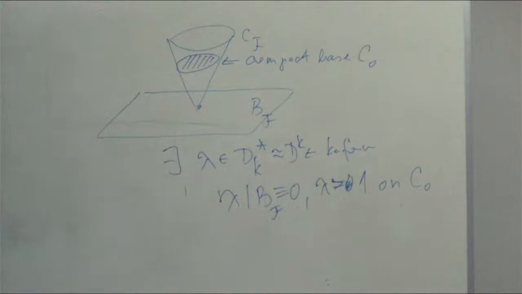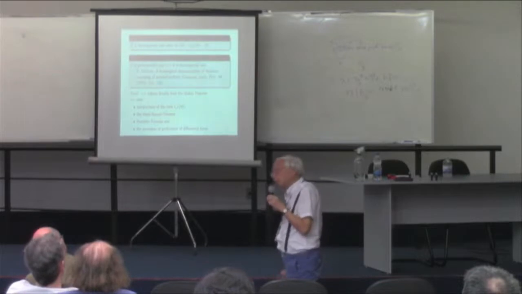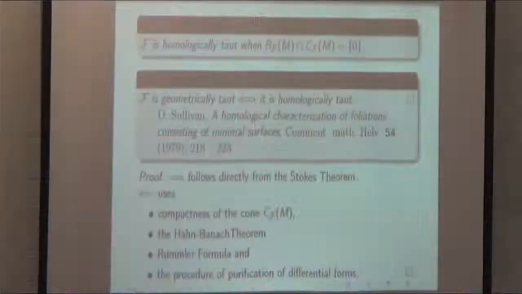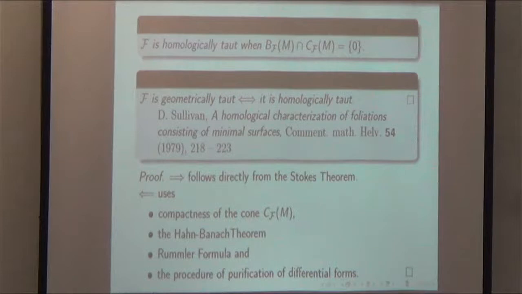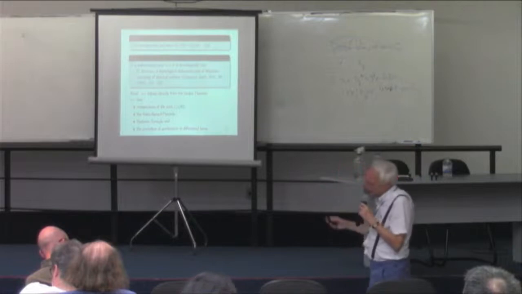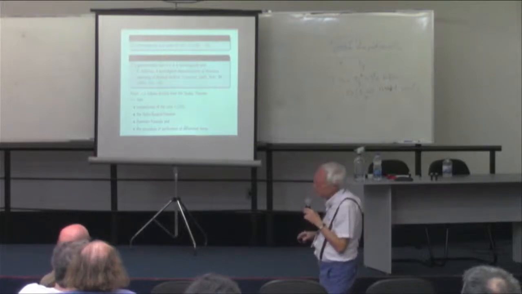Now, the following theorem is known, due to Dennis Sullivan: geometrical tautness is equivalent to homological, or as some people say, topological tautness. One implication follows directly from the Stokes theorem, and the other one is more complicated. It uses first the compactness of the cone, the existence of this compact base, and then the Hahn-Banach theorem, which allows us to extend linear functionals defined partially to the whole space.